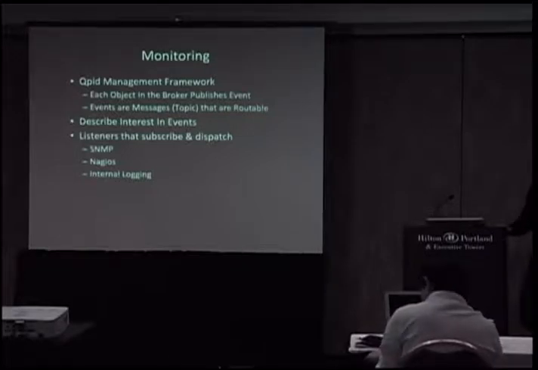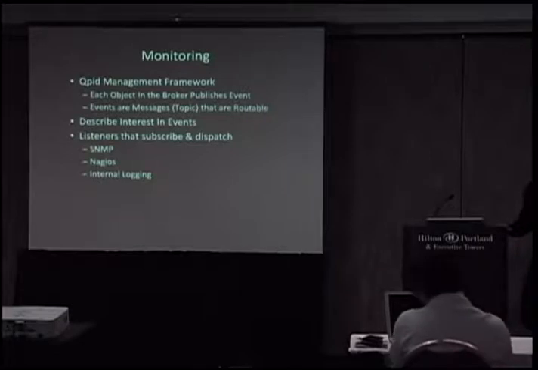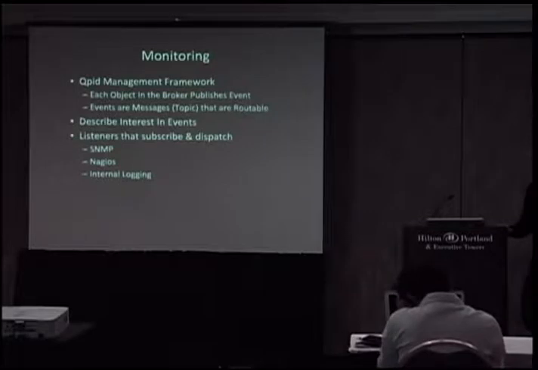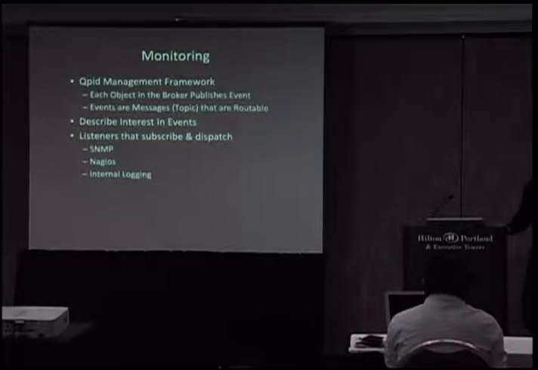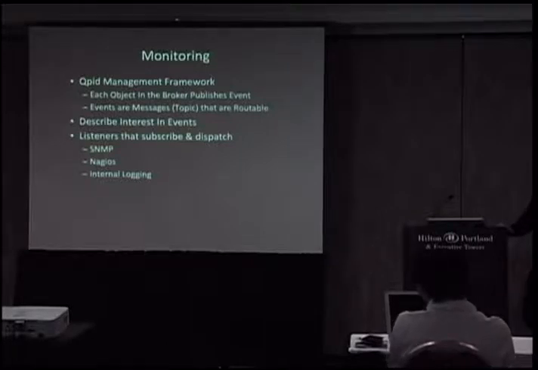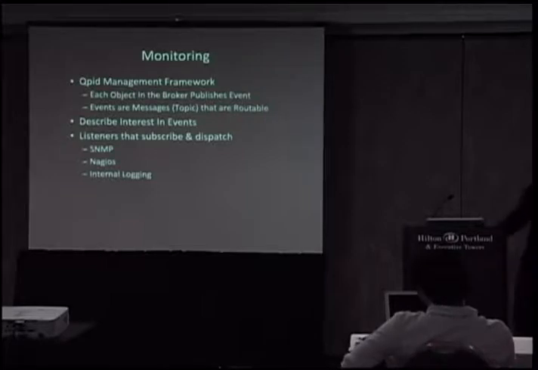So in one of our implementations, we take events and we route them over our Tibco Rendezvous network to eBay's NOC. So they're curious about certain kinds of events, and so we have a logging infrastructure that says, this kind of event, route this from Qpid to Tibco, and send it on. We can describe interested events, so you can listen for particular things within the broker itself. And then, like I said, we can dispatch out to SNMP traps, Nagios to the NOC, internal logging, et cetera. And I'll show you what that looks like as well.